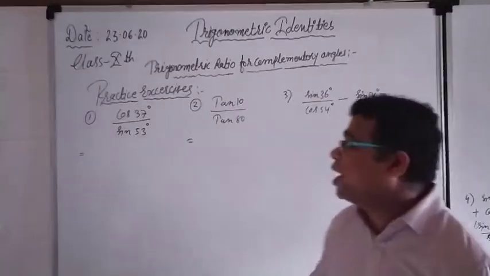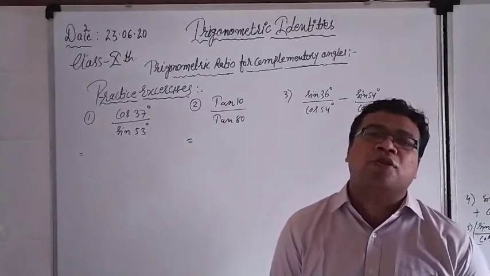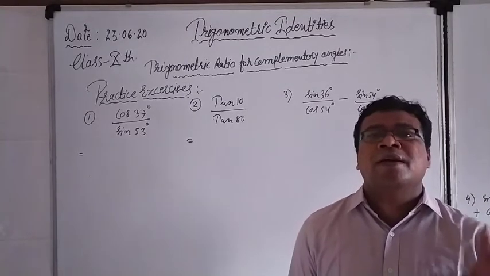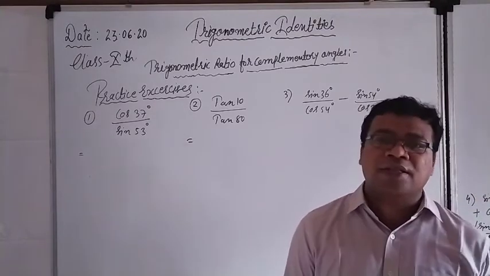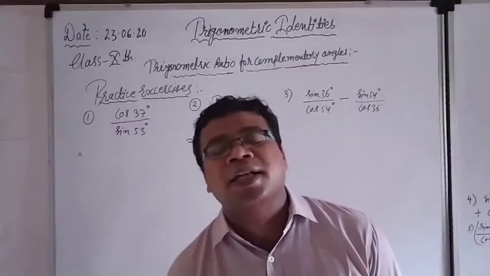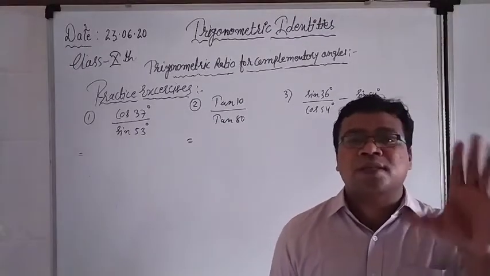In my last lecture, we talked about some of the basic identities which are based on the complementary angles theorem. What are complementary angles? The sum of two angles, if their addition represents 90 degrees, is known as a pair of complementary angles. So we have seen six basic formulas.